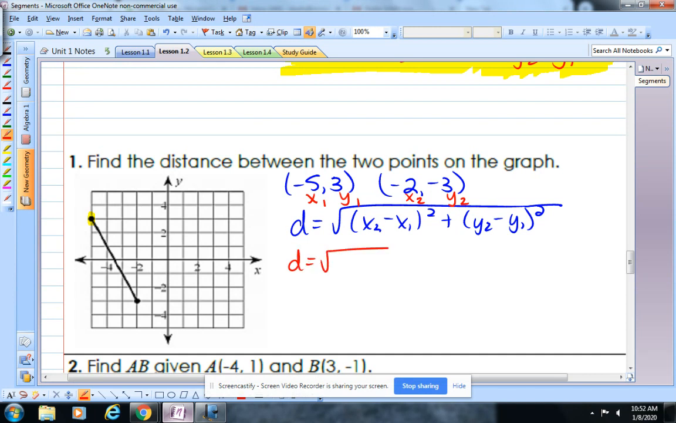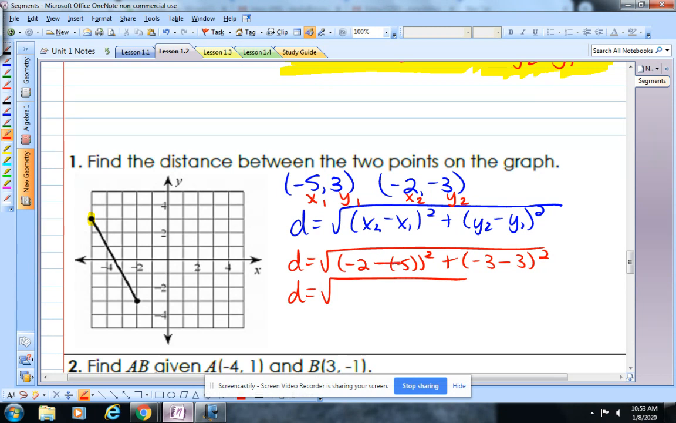So D equals big radical, parentheses. What number is my x2 number? -2 minus what is x1? -5 parentheses squared plus what's y2? -3 minus what's y1? +3. All right. So now we simplify all these square root stuff.